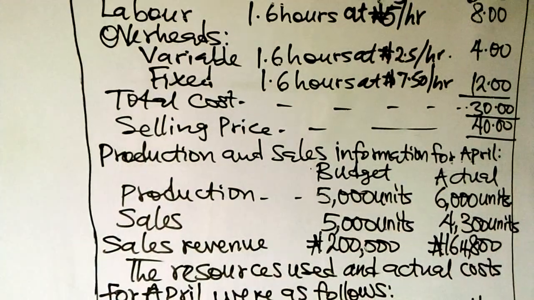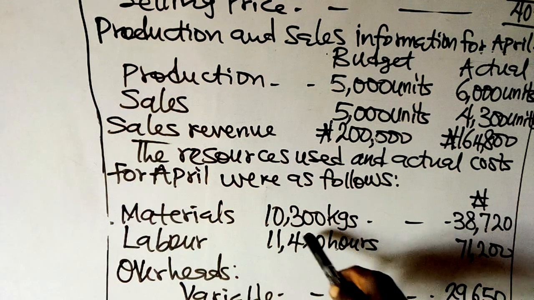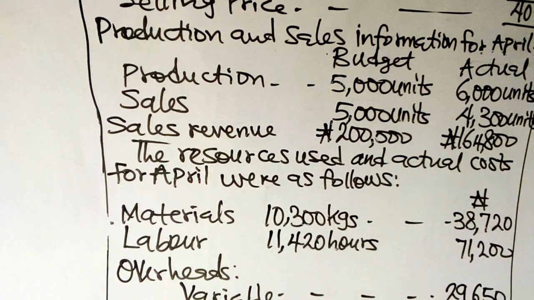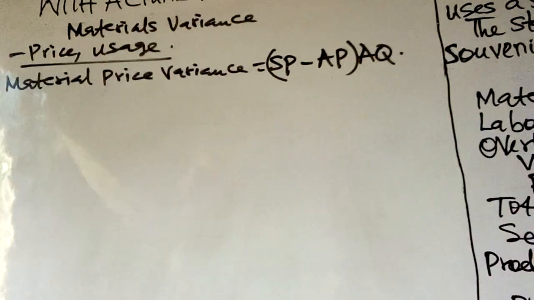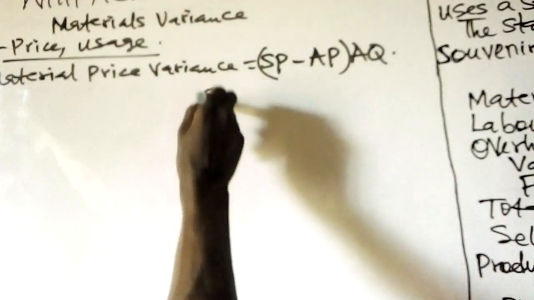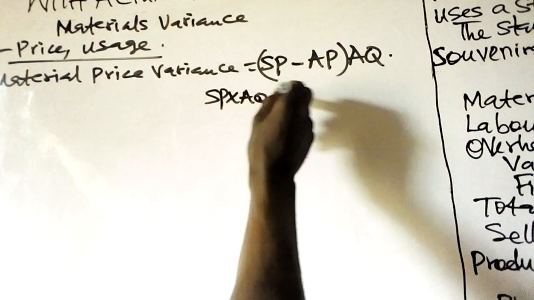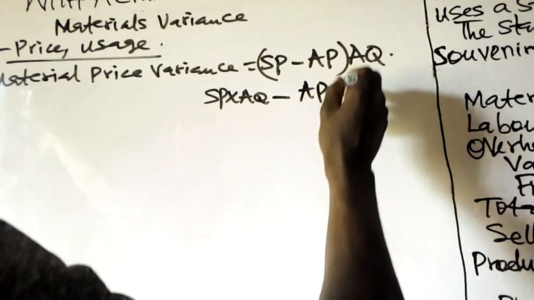you are given the actual cost of materials. The actual cost is given. The material used is 10,300, cost 38,720. Then if you like, you may just open the bracket in the formula. If you open the bracket, it will be actual quantity times standard price, which is standard price times actual quantity, minus actual quantity times actual price, which is actual price times actual quantity.